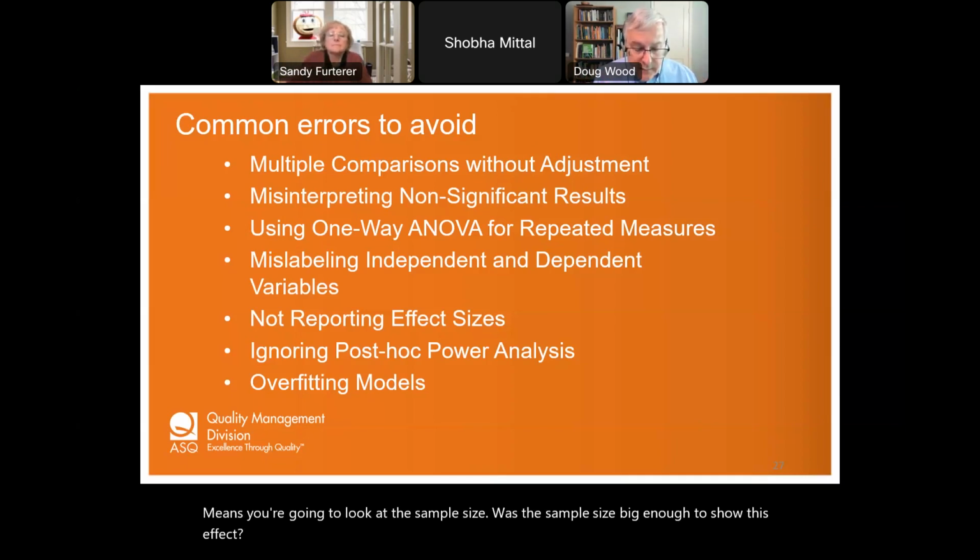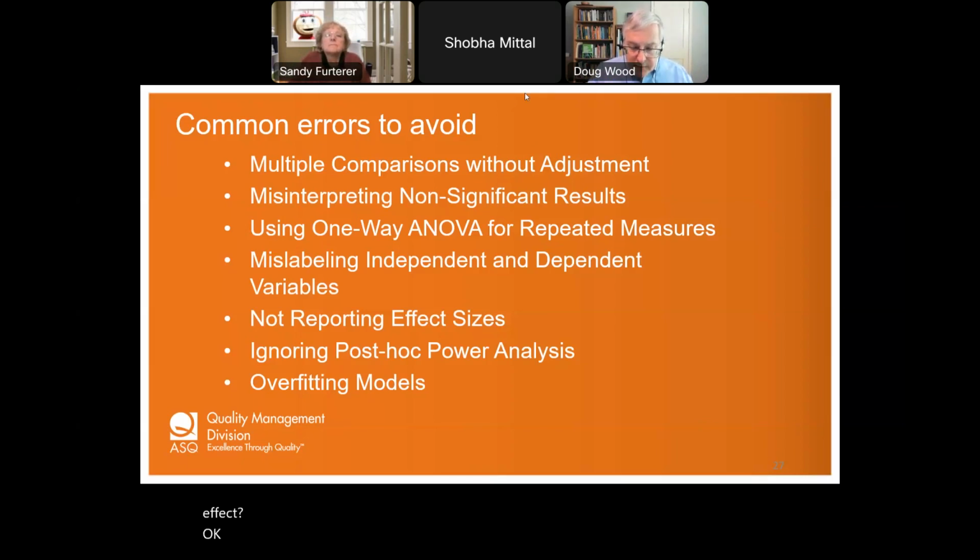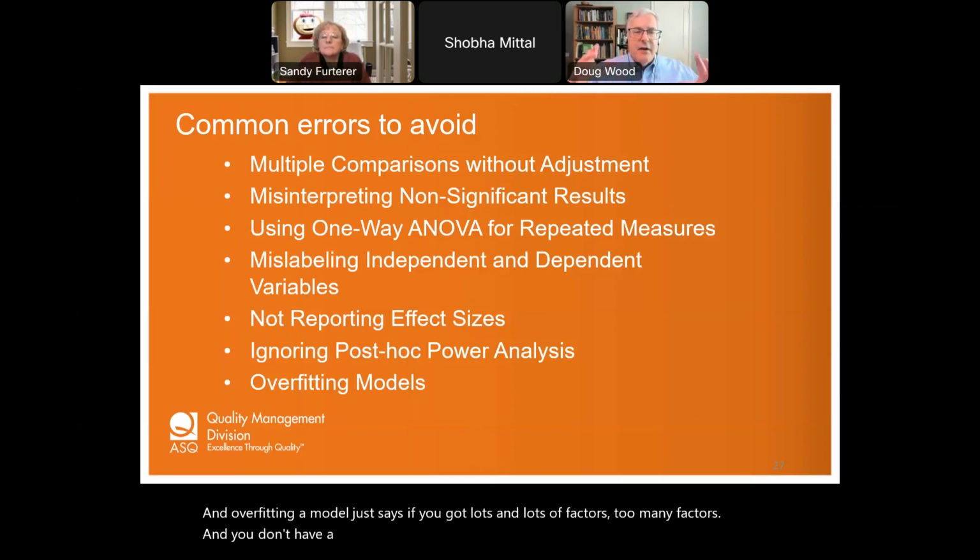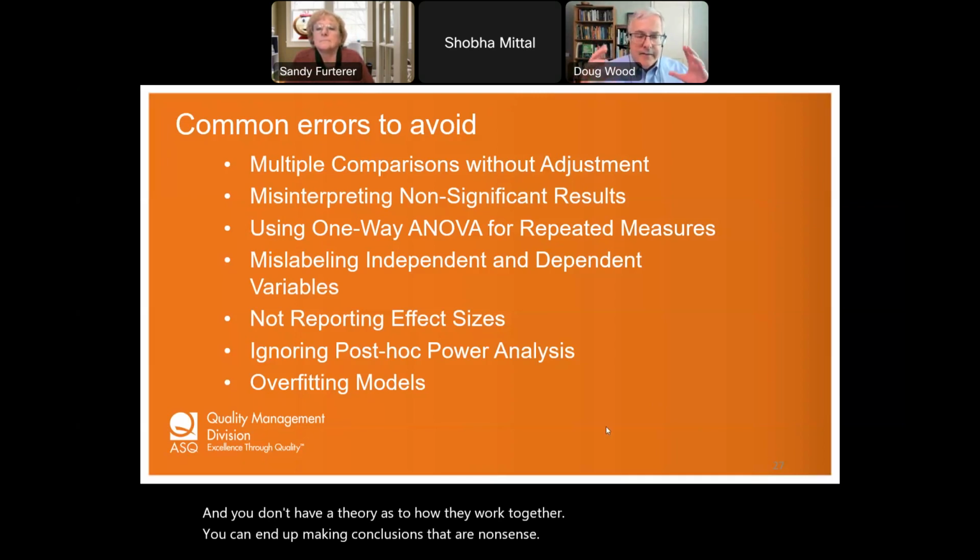Okay. And overfitting a model just says, if you got lots and lots of factors, too many factors, and you don't have a theory as to how they work together, you can end up making conclusions that are nonsense. And that's what overfitting does to you.